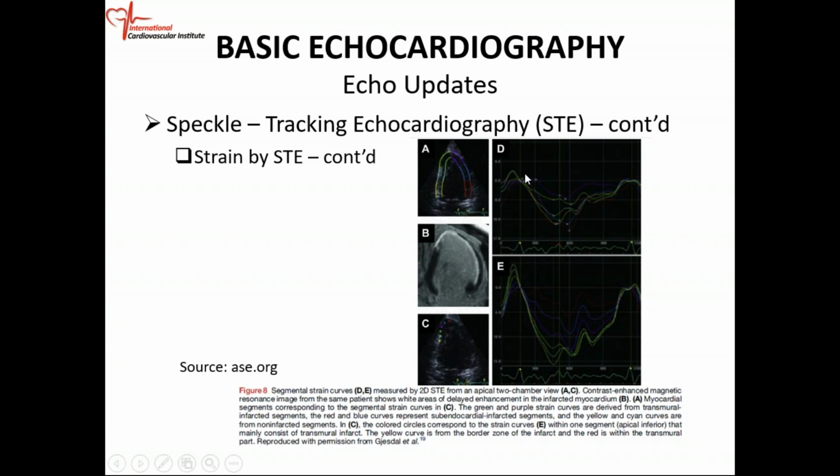You do the same thing, and then you get the strain curve for that. You want to look at the apical anterior wall. You put your sample volume there, and it will give you the strain curve. And then for the inferior wall, basal, mid, and apical. So you can get a series of strain curves, and you can look at the curves, look at the contour of the curves, look at the peak strain, okay, to see if you have normal function, systolic function.